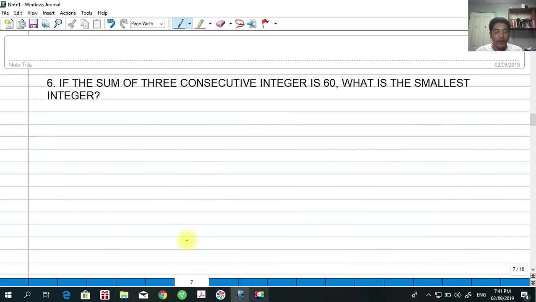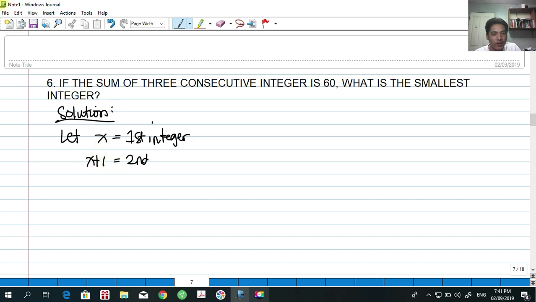Okay, let's try to solve another number. In number 6, it says, if the sum of three consecutive integers is 60, what is the smallest integer? Again, this is a problem that we've encountered a while ago wherein we have consecutive integers. So we need to let x be the first integer. Since this is a consecutive integer, we have x plus 1, the second integer, and we have x plus 2, the third integer, or the third number.